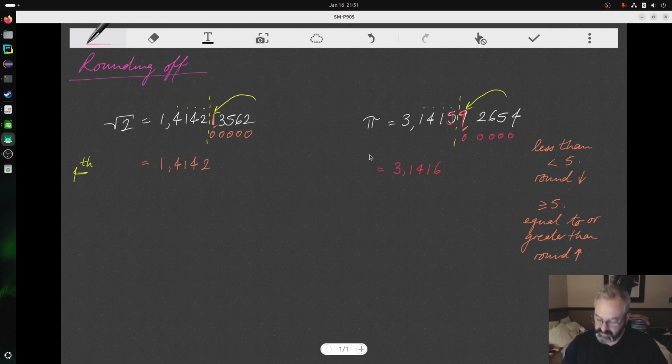Okay, so this is your rule. Rule number 1 and rule number 2. If it's less than 5, we round downwards. And if it's greater than or equal to 5, we round upwards.